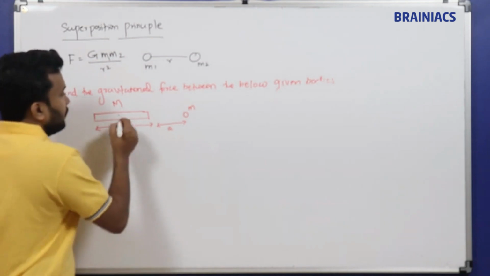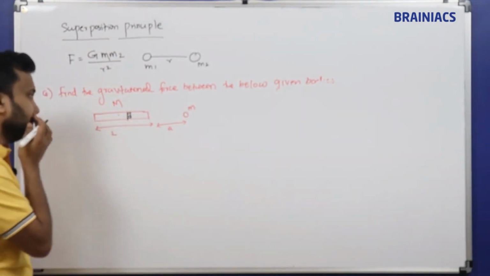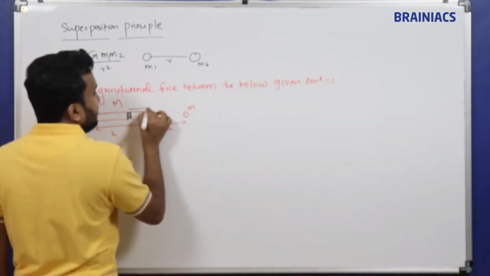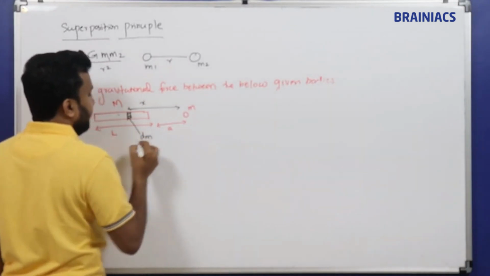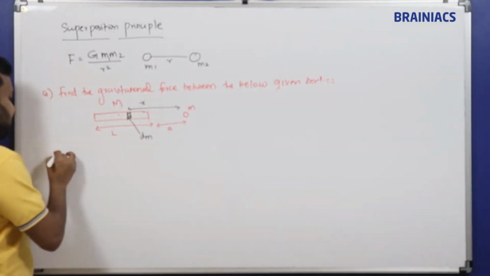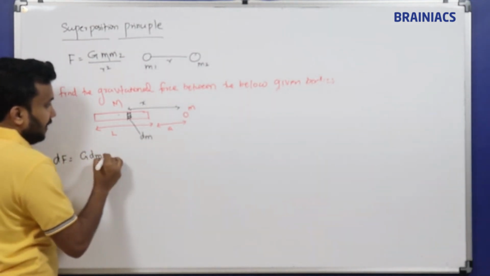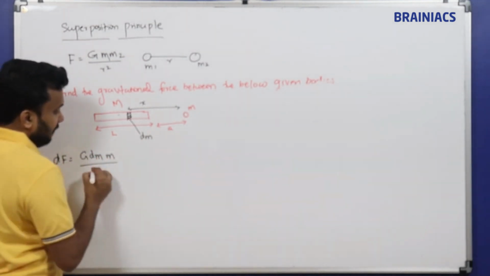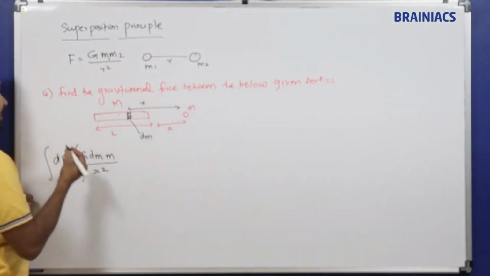We will consider a small mass over here in this context. It's a special case, for example. This mass is at a distance of x meters away and its mass is equal to dm. So there is a small force given by dF equal to G into dm into M divided by x squared. But to get the full force, I need to integrate.